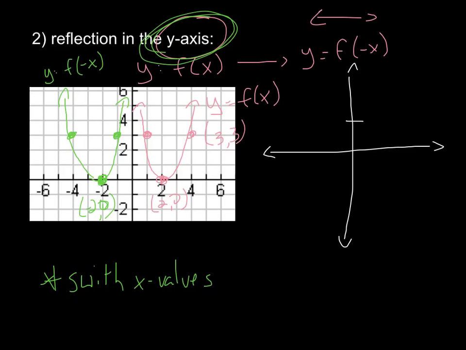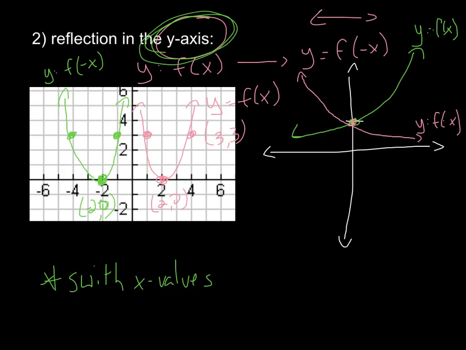Switch x values. Here's a real cute little quick example. If you have an exponential curve going up, that's y equals f of x. Then instead, it's still going to cross at (0, 1) because the opposite of 0 is 0. But instead of going up to finish, it's going to finish down. It reflects. And this is y equals f of negative x. All the x values have been switched, and the y values have stayed the same.